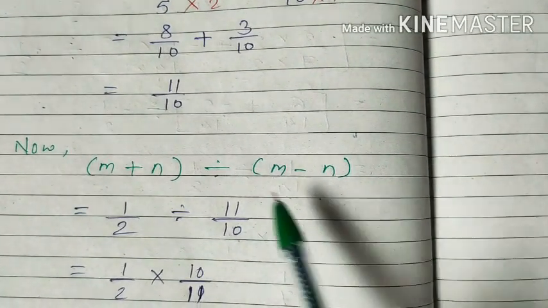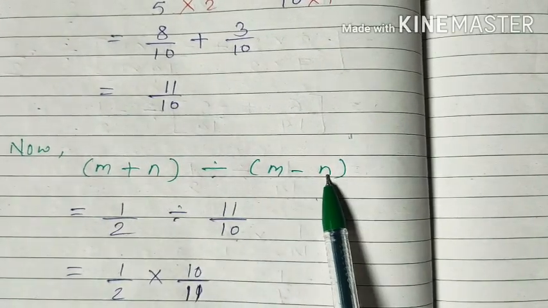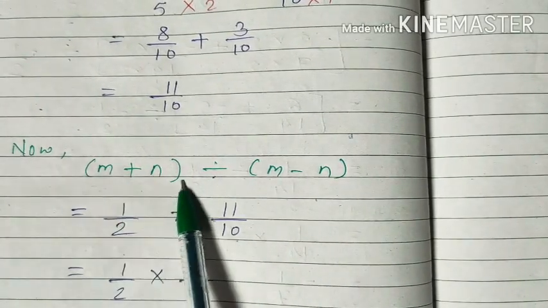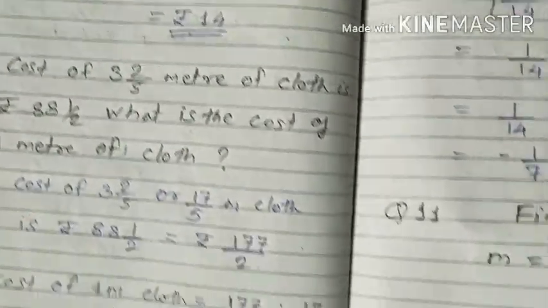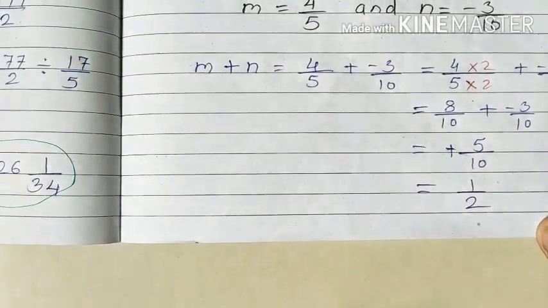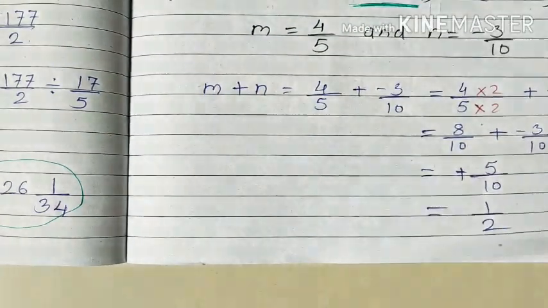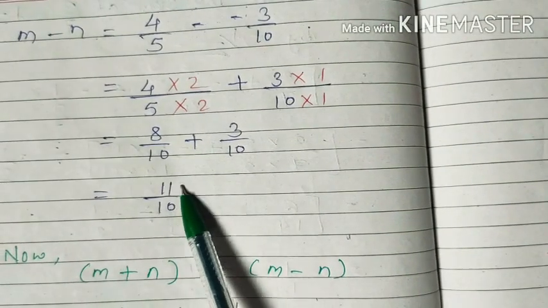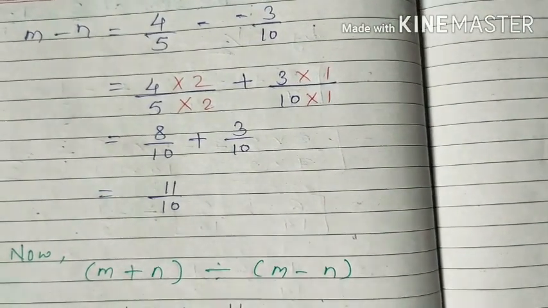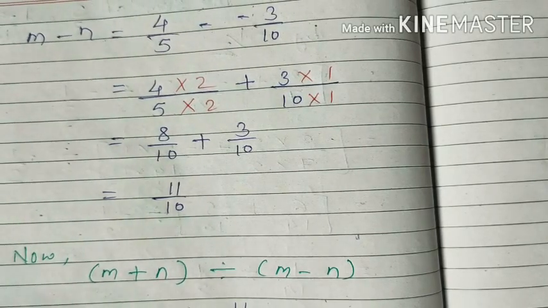What do we have to find out? m plus n divided by m minus n. So what is the value of m plus n? Here we calculated, the value of m plus n is 1 upon 2. Got it? And the value of m minus n is 11 upon 10. Put in these values: 1 by 2 divided by 11 by 10.